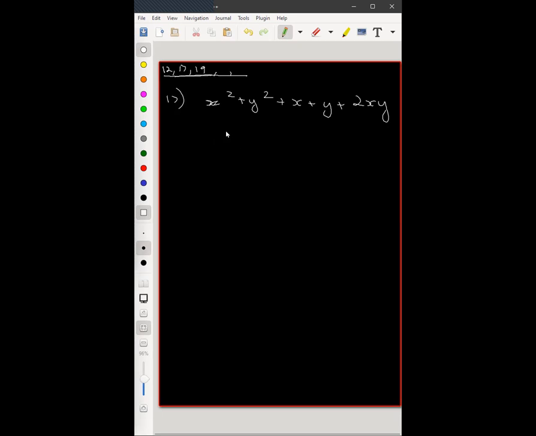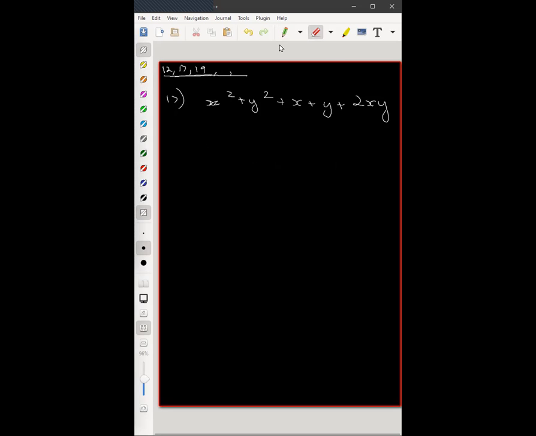Is there any common factor in all terms? No. There are five terms. Now the problem is, whenever we've been grouping, we always group in pairs, usually. So there was usually an even number of terms. But here we've got 5 terms.